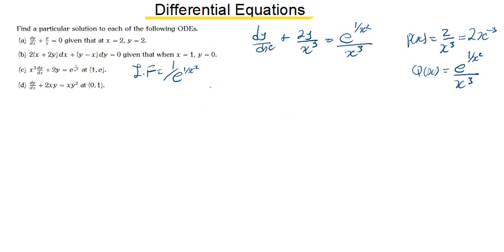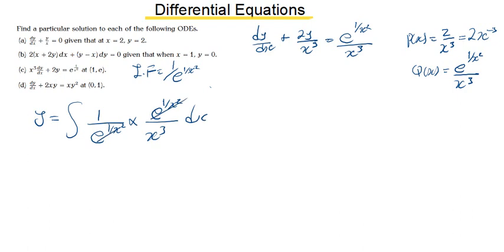So to find the solution, we are going to say y is equal to the integral of the integrating factor, which is 1 over e to the power 1 over x squared, multiplied by the function q of x, which is simply e to the power 1 over x squared divided by x to the power 3 dx. You observe that this can go and that can go.